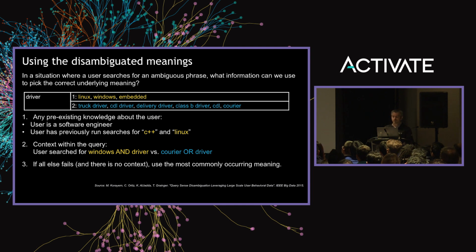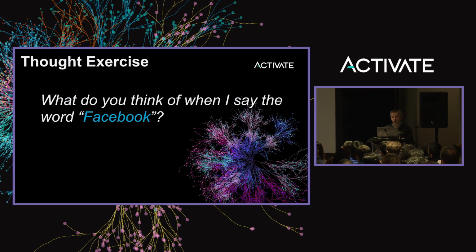So it's also useful if I've got context where a user maybe has previously searched for C++ or Linux, and then they search for driver. I can actually choose a specific meaning of that word based upon a vector that applies only to that meaning. Or same thing if they've searched for courier before, I can give them a specific understanding of that term or phrase.